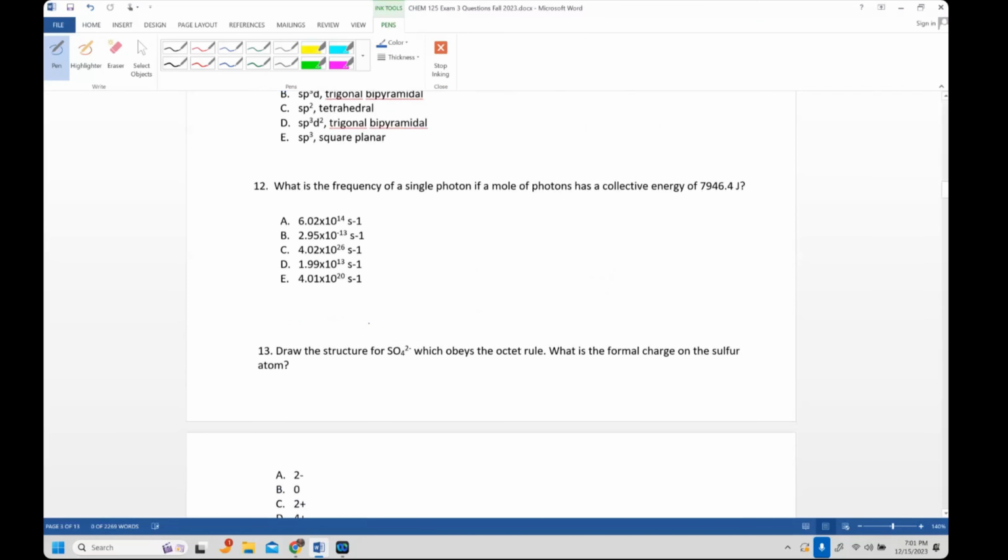Next, number 12, what is the frequency of a single photon if a mole of photons has a collective energy of 7946.4? Okay, so we know that a mole of photons has that much energy. We can do this 2 ways. We can take 7946.4 divided by Avogadro's number to figure out the energy of a single photon, E photon.